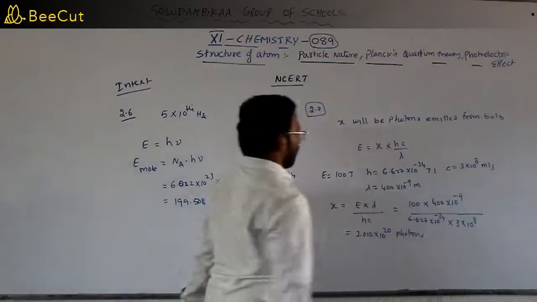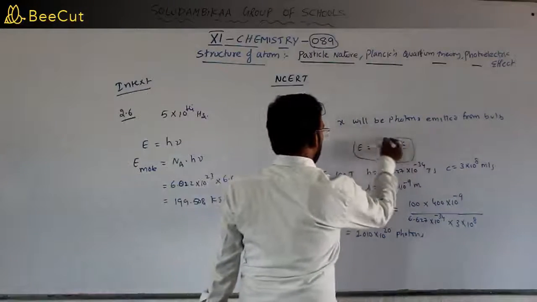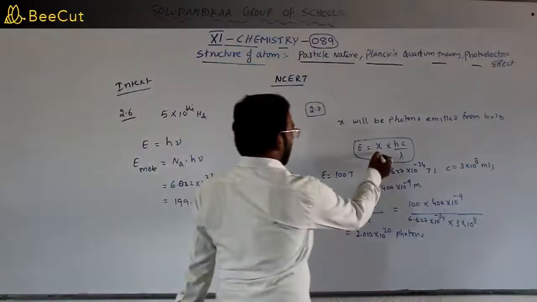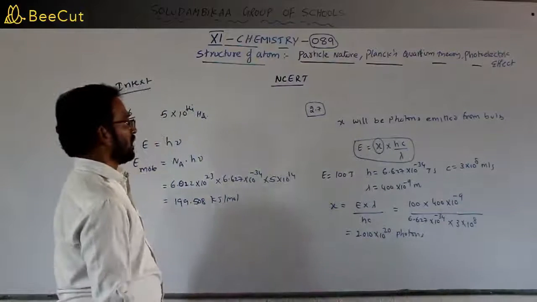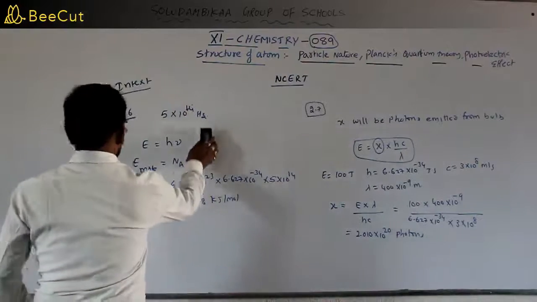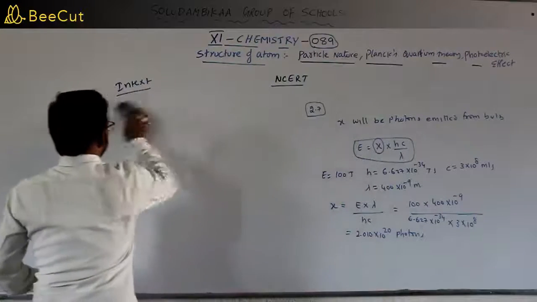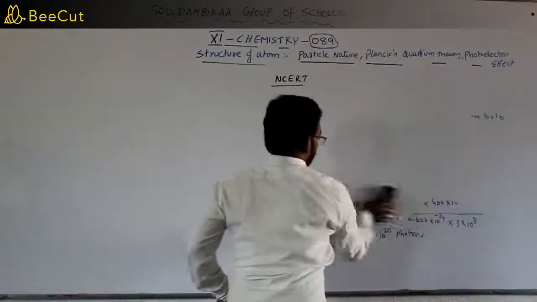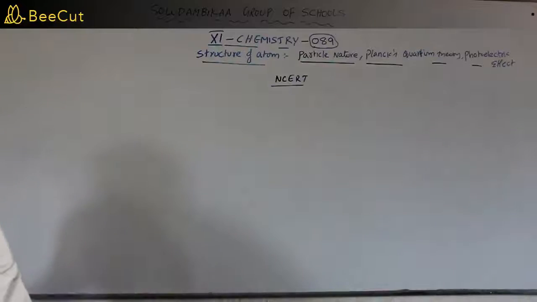So this is the answer for this question. If you know that the formula to be used is E is equal to x into hc by lambda, then you can find the number of photons emitted. So this completes question number 2.7. Now we will see question number 2.8.